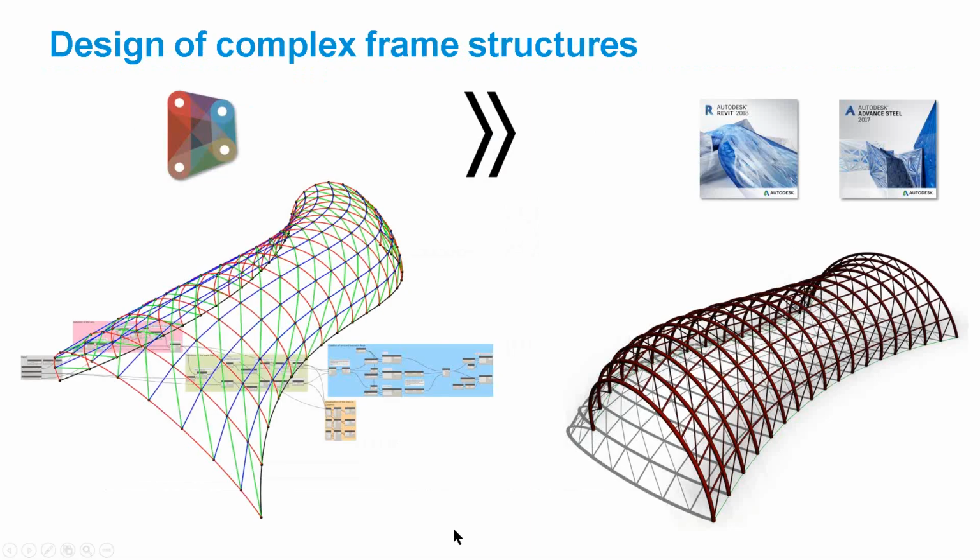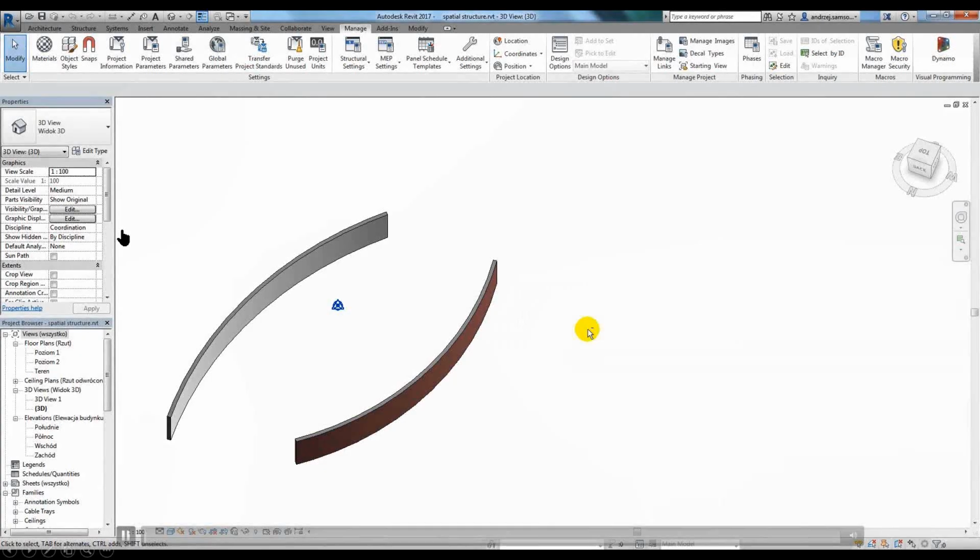Okay, so let's go to another example. The first example I showed was kind of universal, versatile, but however very, very architectural centric, right? Very, very tailored for architects. Now I will show you something which is more for structural engineers, even though it's between structural engineers and architects as well. So Dynamo is an excellent tool for design of complex frame structures, complex steel structures. I will show you a video which basically demonstrates that.